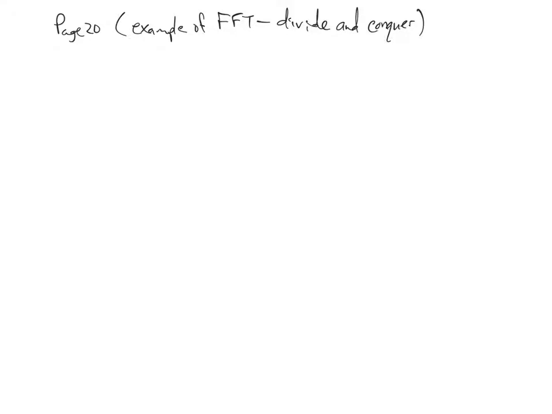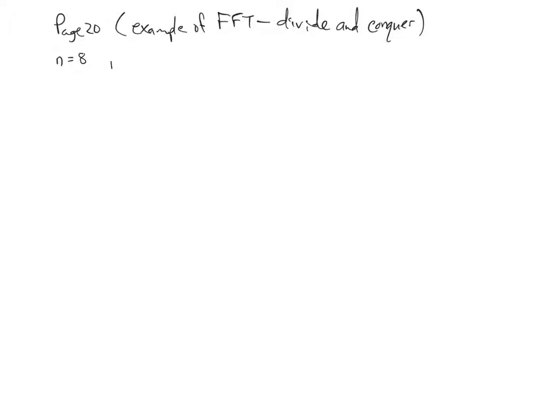Hey, welcome to a little video which we're calling Page 20, and this is an example of why the fast Fourier transform works, and in particular how the divide and conquer idea works. Okay, let's just pause. Okay, so we're going to do the example with n equal to 8.